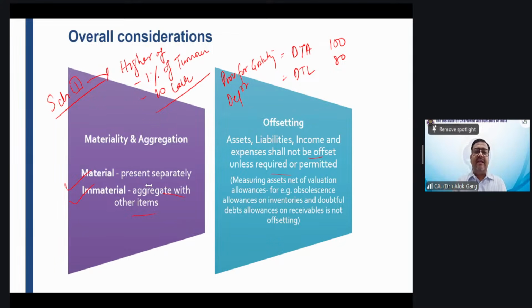Sai Kiran is saying we need to offset it. Rohan is also saying offset and show 20 rupees as a net DTA. Ravinder and Rachit are also saying net presentation. Yes, you are absolutely right. Ind AS 12, the income taxes standard, permits you to offset it. You have to show just 20 rupees as a net DTA.